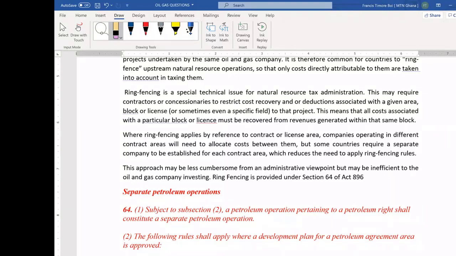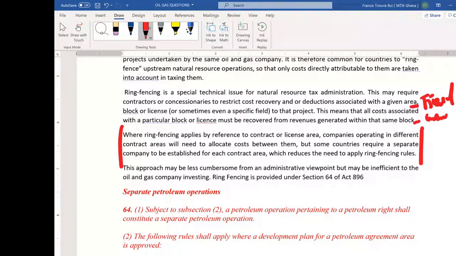Where ring fencing applies, by reference to a contract or license area, companies operating in different contract areas will need to allocate costs between them. But some countries require a separate company to be established for each contract area, which reduces the need to apply ring fencing rules. Does this one apply in Ghana? Does our law require them to set up separate companies? No. Good. So you see, in our case, we don't require you to set up a separate company. That is why we have used the other approach. So we go with the same company, but we still try to achieve our ring fencing objective by doing it either at the field level or at the contract level under section 64. Okay, continue.